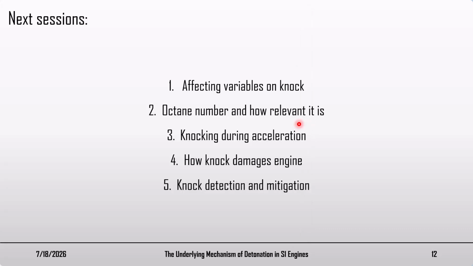So this was the first session in which we talked about the underlying mechanism of detonation and knock and also auto ignition. In the next sessions, we will talk about affecting variables, for example, what kind of effect RPM and load and other parameters have. The second one, we will talk about octane number and how relevant it is. Knock during acceleration will be covered, and how knock damages the engine. And also, at the end, we will talk about knock detection and mitigation in conventional engine management systems.